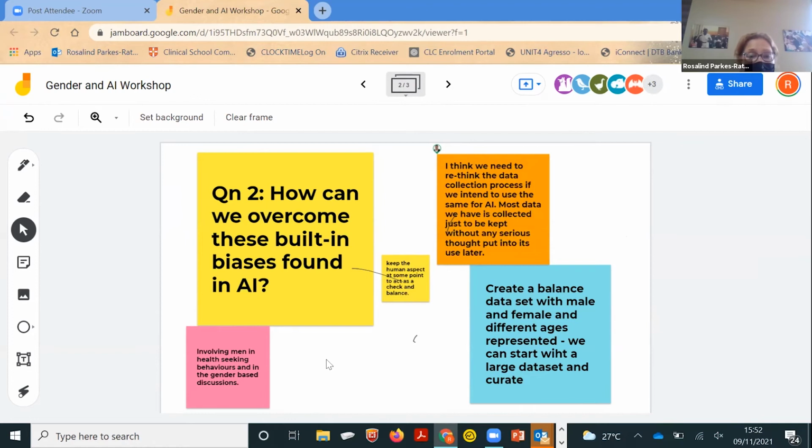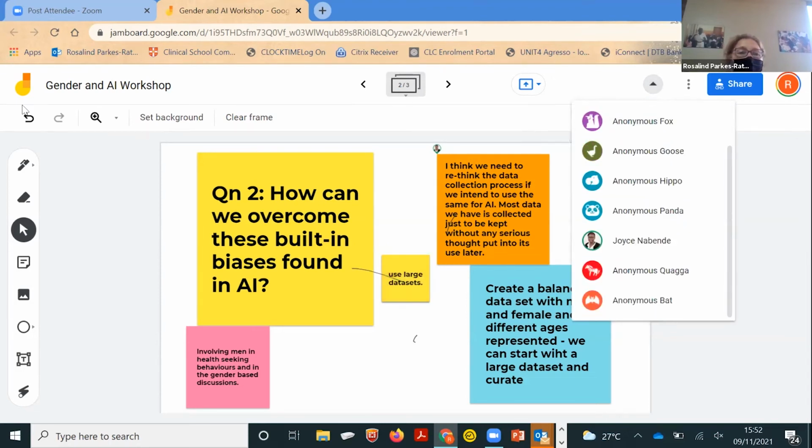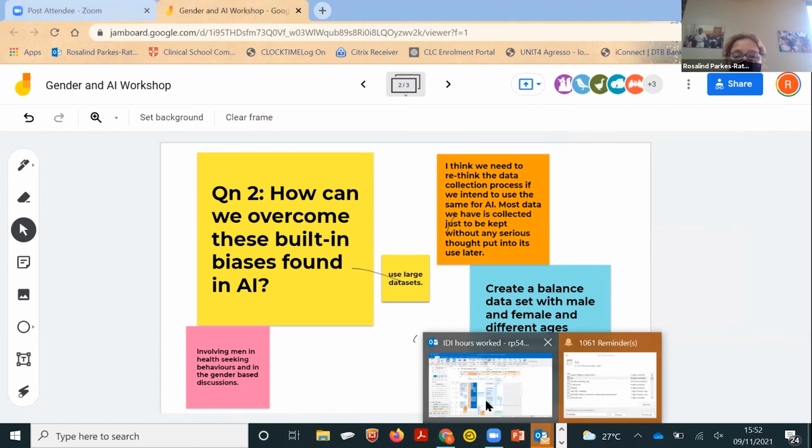So involving men in health-seeking behavior and in gender-based discussions. Yes, that is a very good point. We cannot have a female-based, gender-based discussion. We have to have balance between the two. That is a very good point.